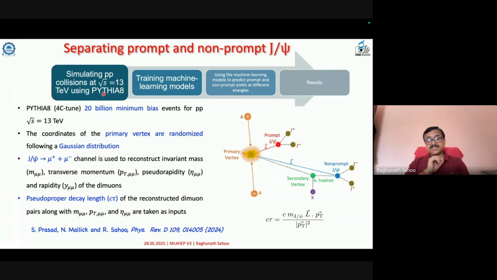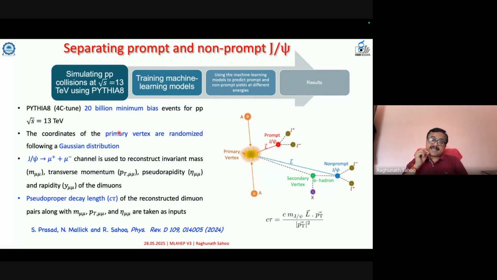So we trained our machine learning model using this. 20 million minimum bias events are produced. Keep in mind it is all minimum bias. Primary vertices are randomized following a Gaussian distribution, because the experimentalists in the audience also know that on day one, when you plot your primary vertex Vx, Vy, Vz distribution, you find a Gaussian distribution. That is what we also introduced in a Monte Carlo way.